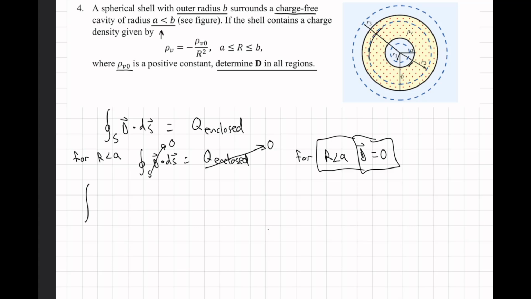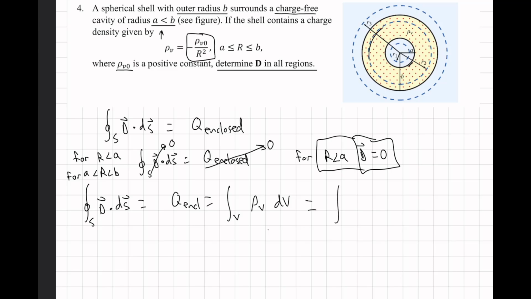So let's look at r between a and b. We have the surface integral of D dotted with dS is equal to Q enclosed. And when we solve for Q enclosed, we find the volume integration of the charge density, which is given as a volume density here, integrated over that volume. So it's going to be a triple integral in spherical coordinates. We're going to go from a, because that's where the charge starts, and we're going to go to some arbitrary radius r, which is going to be less than b and greater than a. And we plug in rho v, which is negative rho v naught over r squared. We're going to have a couple more integration bounds here.